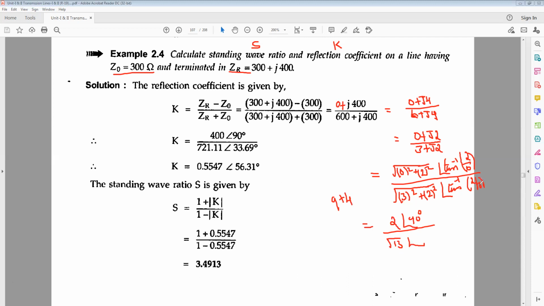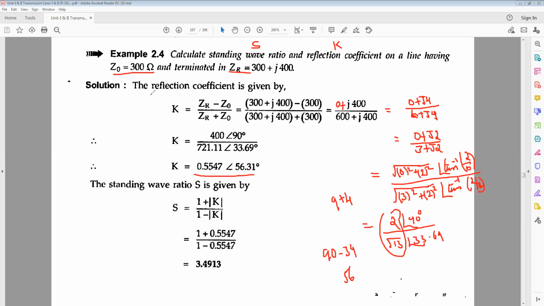You can find the angle of 2 by 3, which is 33.69 degrees. Calculate the 2 by root 13 and 90 minus 33.69, 90 minus 34, let us take it as 56.34. You can subtract 6 and 3 here, what is 4? 5, 56 around. So 0.55 with an angle of 56.31 will give the reflection coefficient.